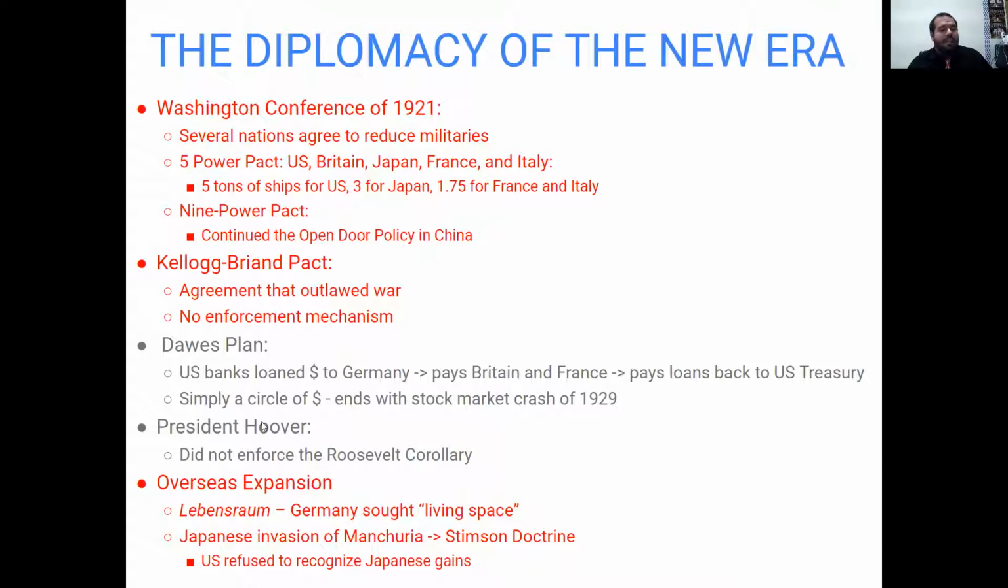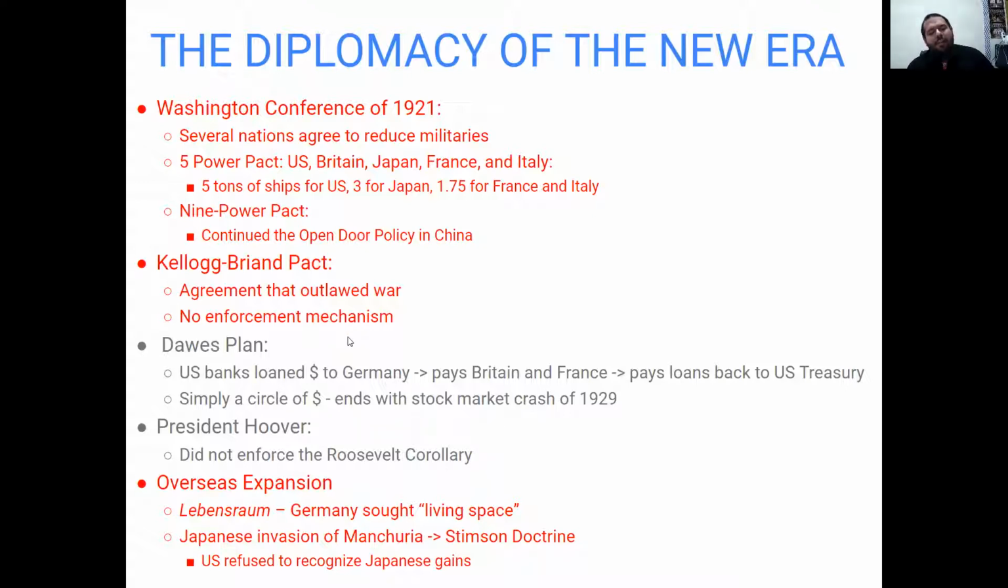President Hoover was president. He sucked. The only thing he is recognizable for internationally is that he didn't enforce the Roosevelt Corollary, so he wasn't a big expansionist. He wasn't willing to use the U.S.'s military to intervene in Latin America. And Latin America probably enjoyed some autonomy during this time period.